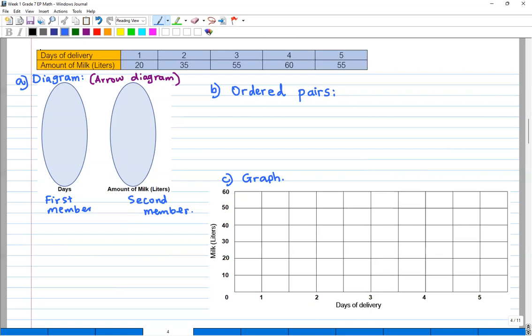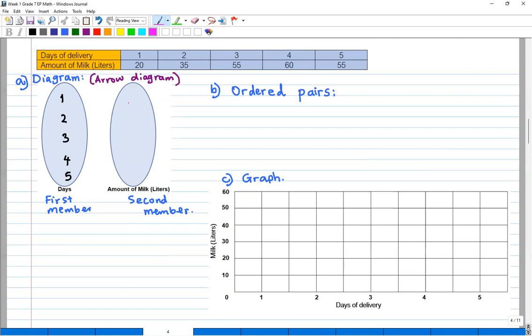Okay, now let's write the first member. These are the days of delivery. We have 1, 2, 3, 4, and 5. Okay, then we are going to write the amount of milk.